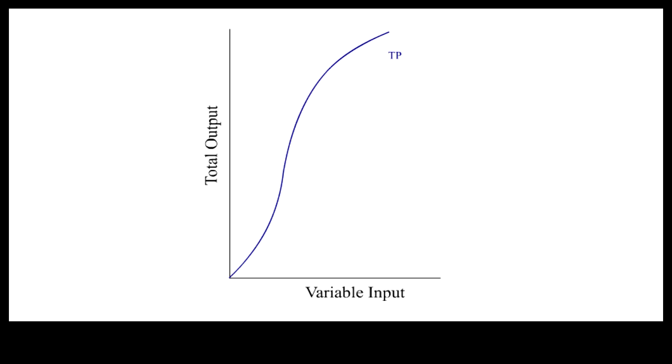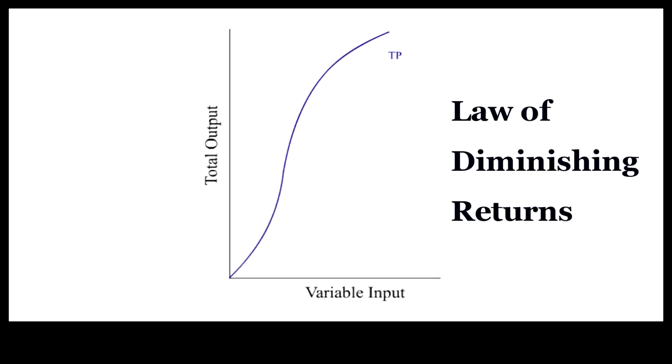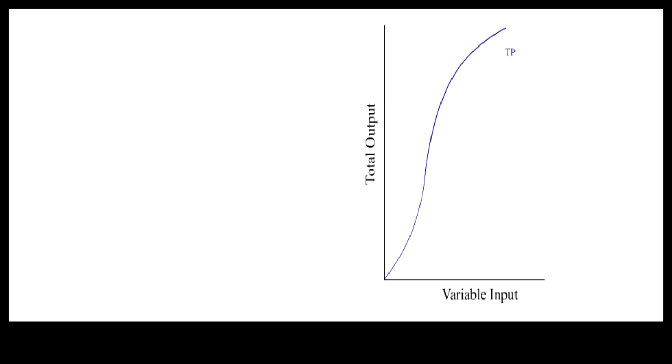In the short run, where some fixed inputs are combined with variable inputs, the production function is an S-shaped upward sloping curve, TP. This total product curve starts with a segment with increasing slope, followed by a segment with decreasing slope, reflecting the law of diminishing returns. From this TP curve, we can derive the total variable cost curve.